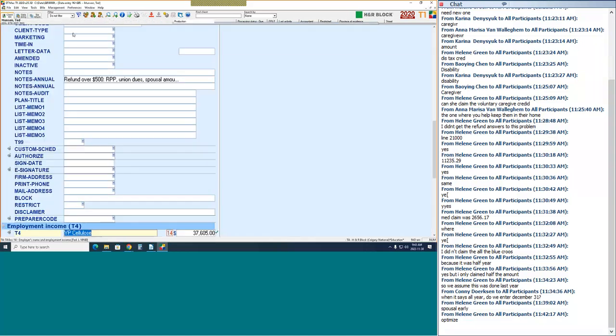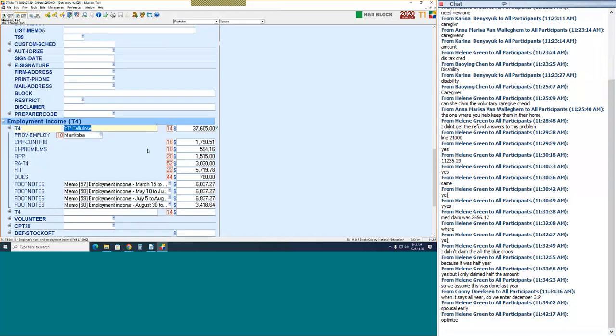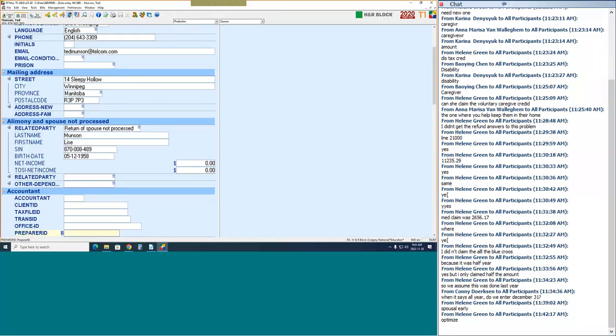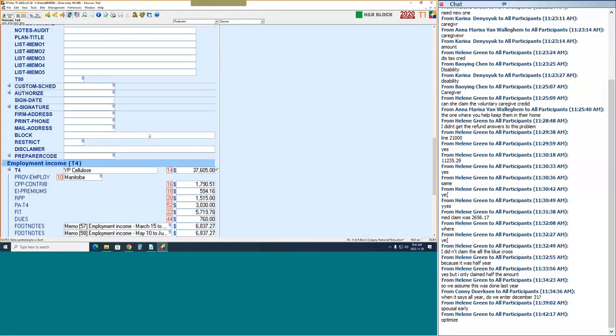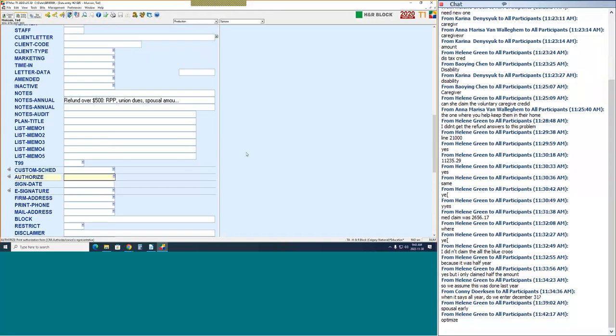So in 2020, what I had was related party spouse not processed. Return of spouse not processed, Lisa Munson, with her information. There was no reason to create a file for her, so I did not create one. Did all of the data entry as I usually do. We're going to have notes in this case. Hopefully by now you're comfortable with notes. If you have questions, either on the break or at the end of class or by email, you can send me the notes you got for each of these files, and we'll talk about what I recommend that you put in for those notes.